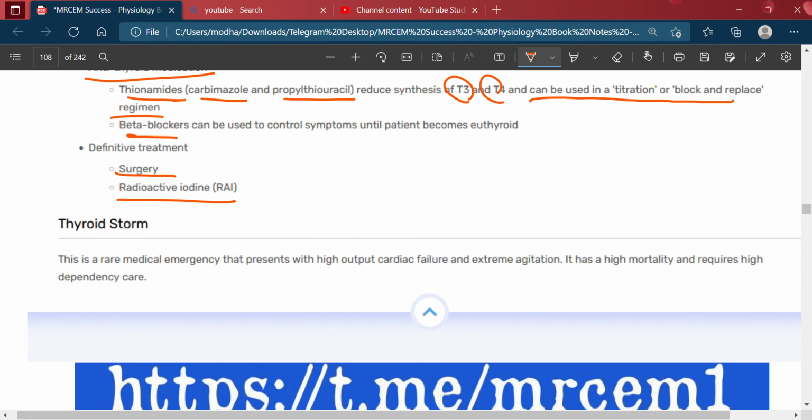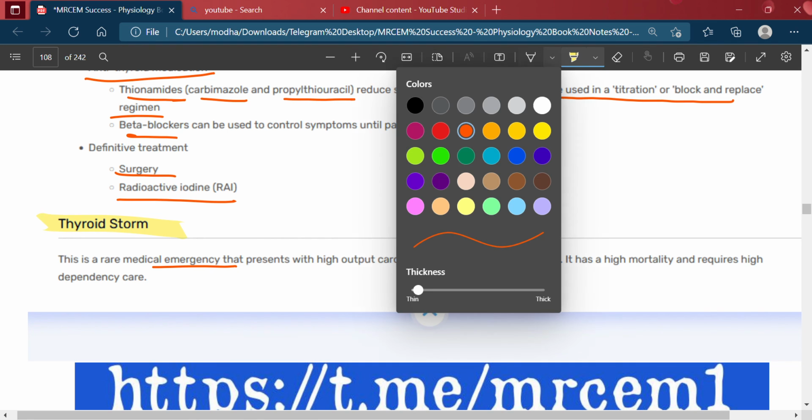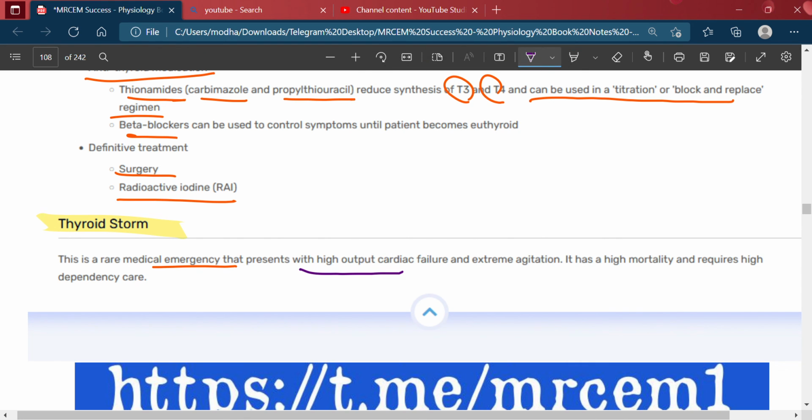What is thyroid storm? This is a rare medical emergency. Thyroid storm is a medical emergency that presents with high output cardiac failure and extreme agitation. It has a high mortality and requires high dependency care.